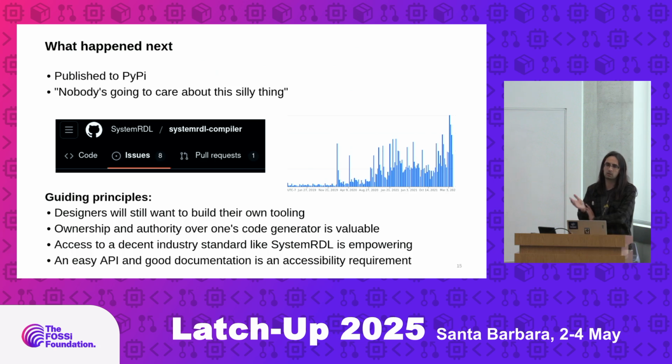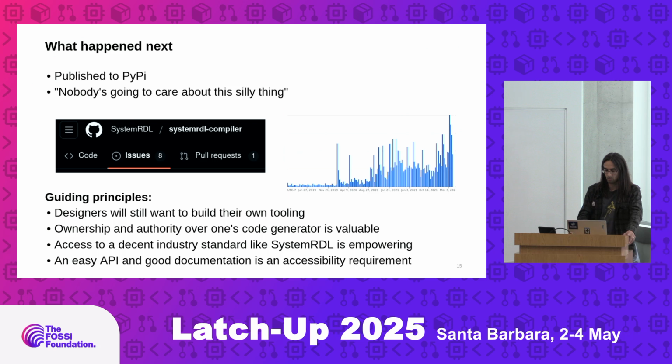So designers are ultimately still going to want to build their own tooling. And that's basically because for register automation, ownership and authority over it is actually really important. You're always going to have to do that one weird custom thing that no one else supports, and that's fine. The other thing is access to a decent language like SystemRDL, rather than making up your own scheme, is actually really empowering. And not only that, it's a standalone compiler that you now have an API that you can use. So that's really interesting too. So on top of that, I need to make really good documentation because that matches with these principles.